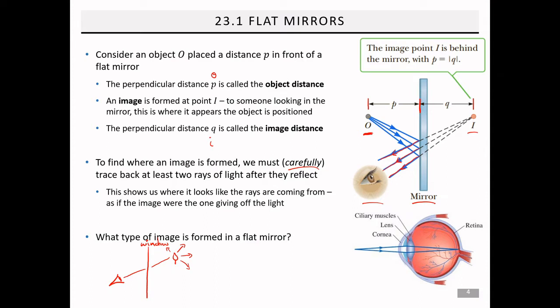The question at the bottom asks what type of image is formed in a flat mirror. The previous slide already gives us the answer. It's a virtual image. But let's see why. Back up in this figure, you have outgoing light rays. You trace these back to see where it looks like they came from, and they come from this point behind the mirror. This point behind the mirror is not physically giving off light rays, so it is a virtual image.